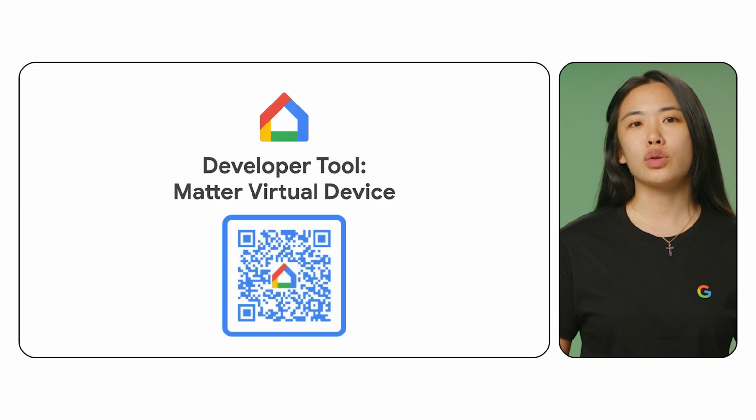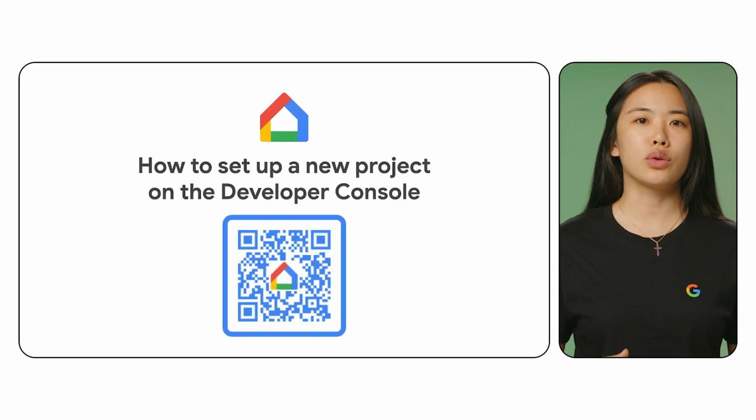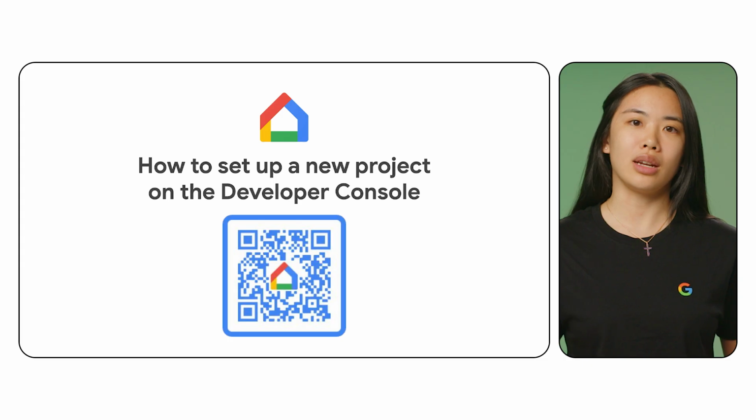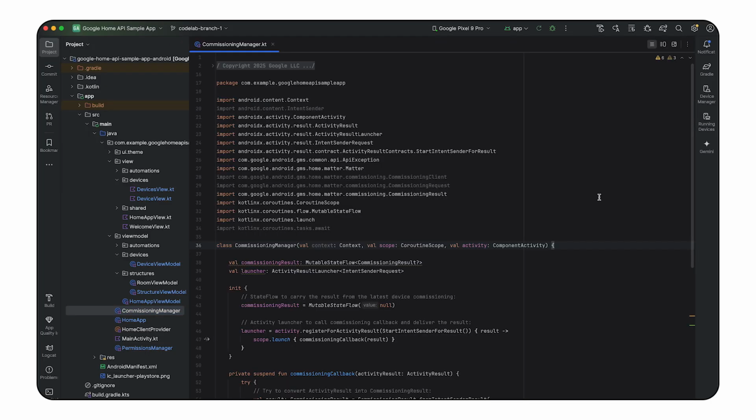If you're using Matter Virtual Device, offered on our Developer Center, instead of a physical Matter device, you'll also need a developer project on the Google Home Developer Console. For more details on this process, please follow the instructions at the QR code displayed on the screen now. Once you have your Matter environment set up, we're ready to use the commissioning APIs.